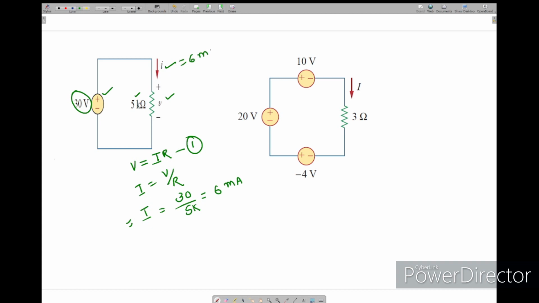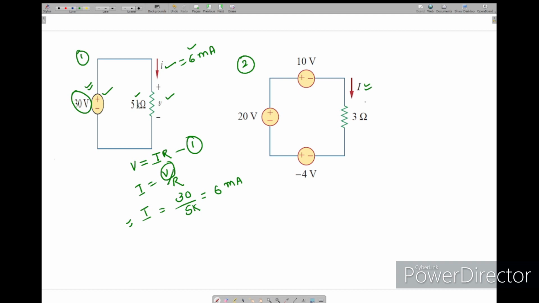So in this network current is 6 milliamps. When we have multiple voltage sources, we can't directly use V by R. So in that case we will use KVL. How we'll use KVL, see in this problem, next we'll see this problem.